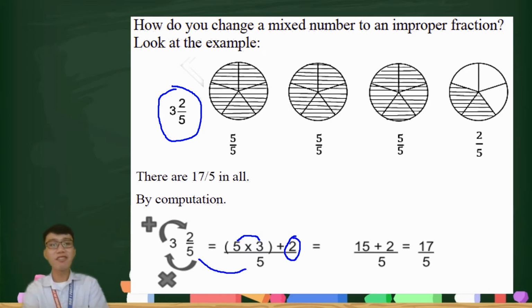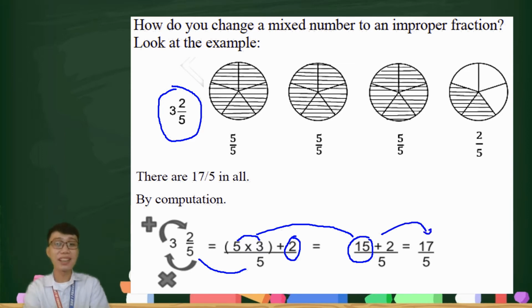5 times 3 is equal to 15. Very good, kids. And then add the numerator. 15 plus 2 is equal to 17. And then copy the denominator. So the answer is 17/5. That is the way of changing a mixed number to an improper fraction. Again, just multiply the denominator to the whole number and then add the numerator. So simple, kids. So simple, right?